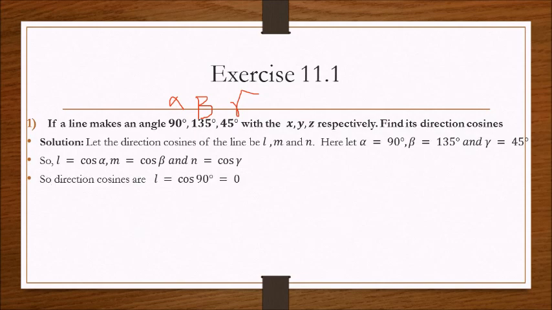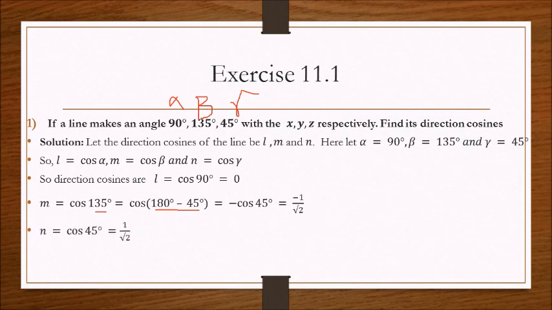Therefore direction cosines L equal to cos alpha, substitute alpha equal to 90, we get L equal to cos 90 equal to 0. Next M is nothing but cos 135, we have to apply the allied angles formula. It is cos of 180 minus 45. Therefore what you get, minus of cos 45 degree, which is equal to minus 1 by root 2. It is minus because cos is negative in the second quadrant. So this is the direction cosine. Next we have N is cos 45, cos 45 value is 1 by root 2. So this is the answer. So the direction cosines are 0, minus 1 by root 2 and 1 by root 2.